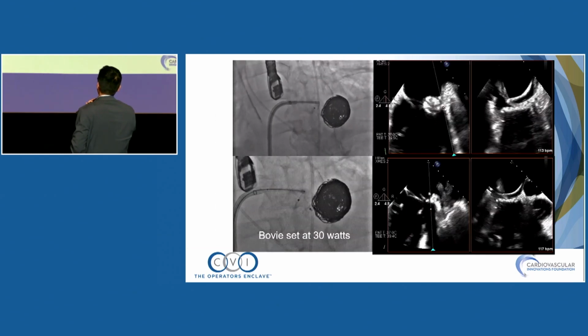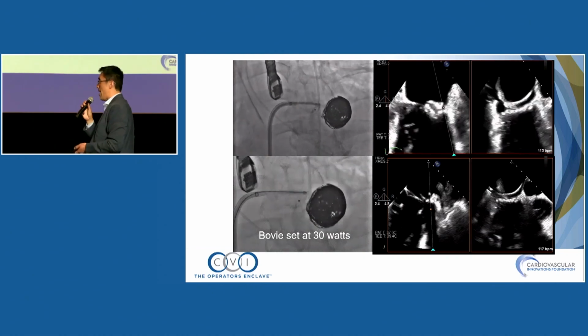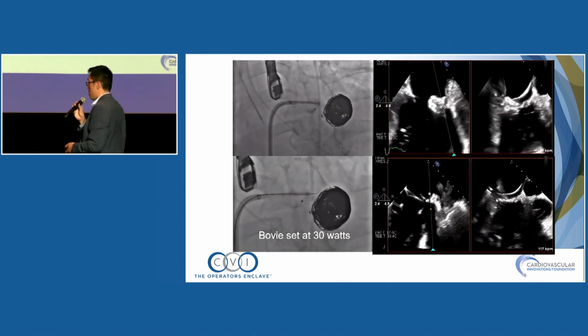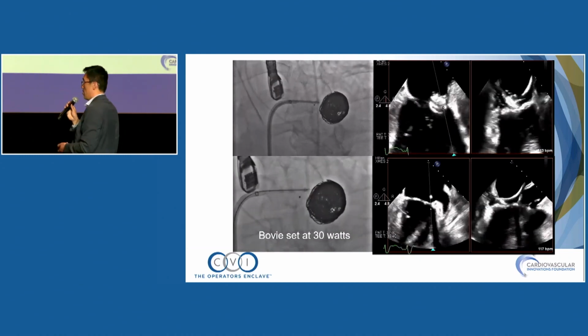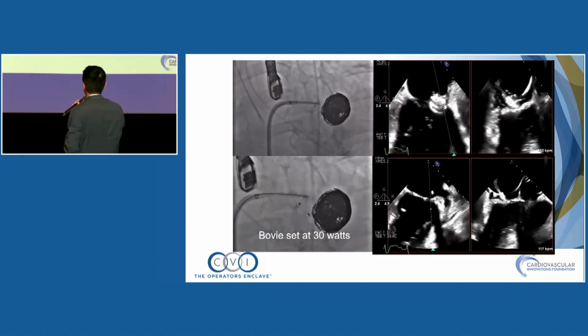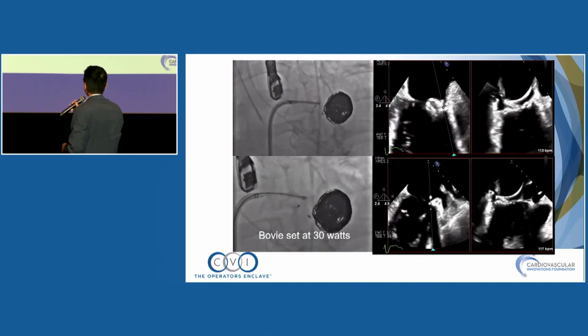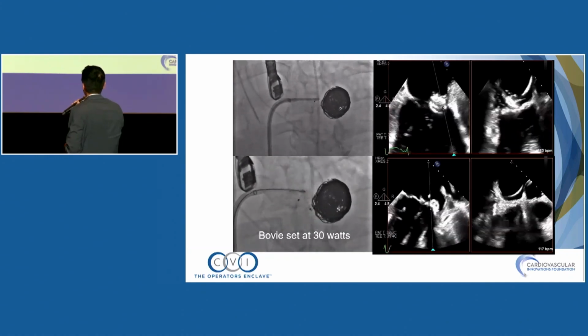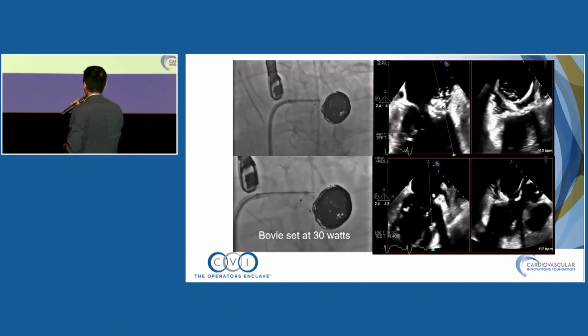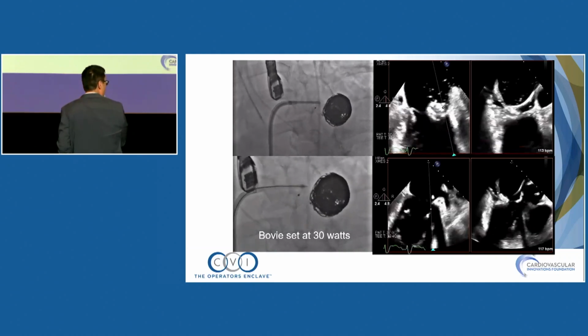And this time, we didn't have the luxury of using transapical access. I didn't really want to access his thorax again. And there are some healing pledgeted sutures at the apex. So we resolved to go through the atrium, literally. We set the Bovie at 30 watts. I thought it was going to be enough.